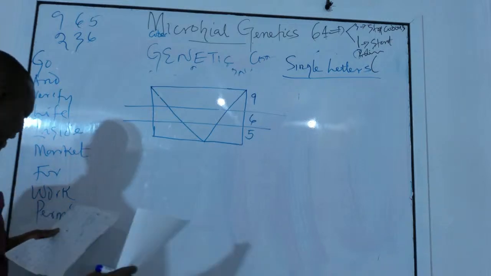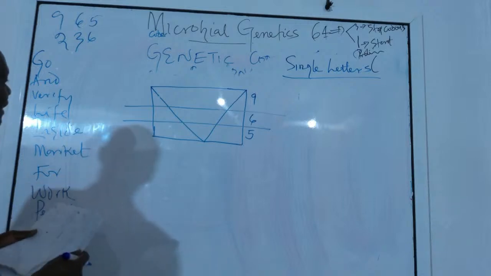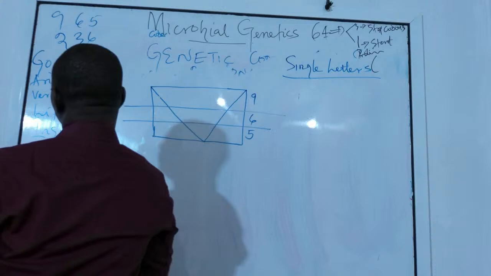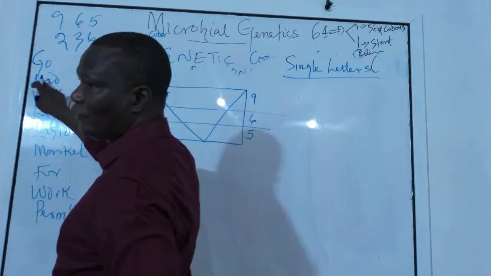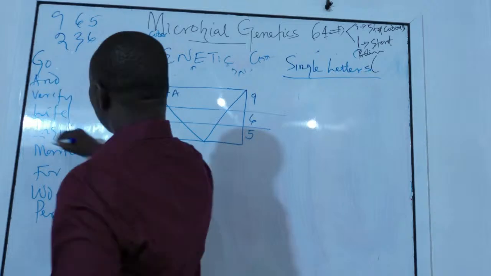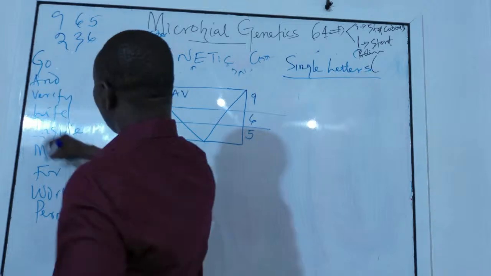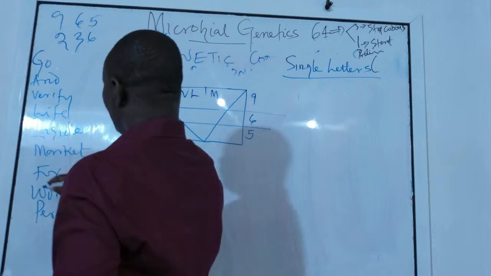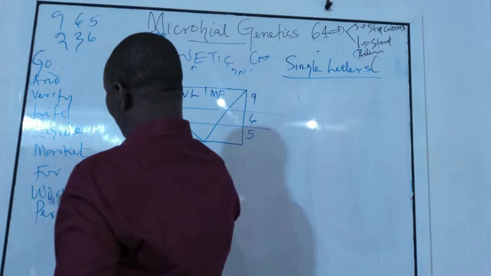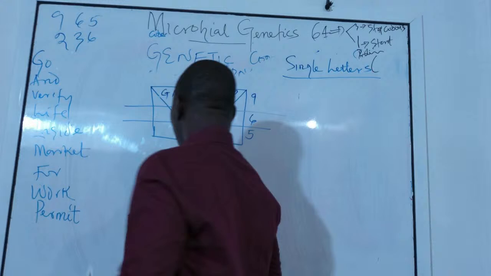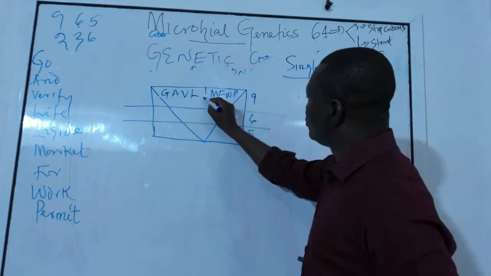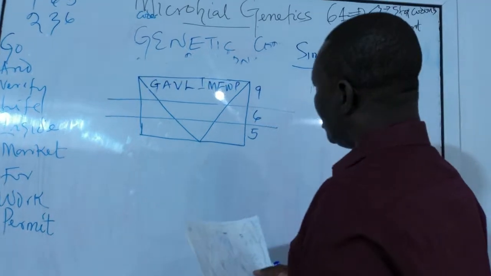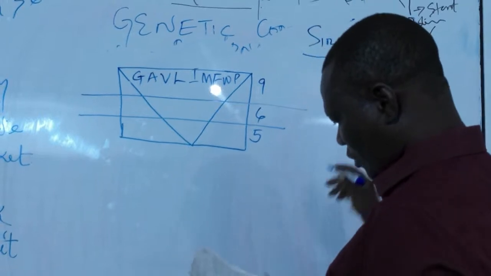So inside the first triangle, just write G, followed by A, followed by V, followed by L, followed by I, followed by M, followed by F, followed by W, and followed by P. Once you get to know this, I will tell you what this will actually indicate in molecular biology.